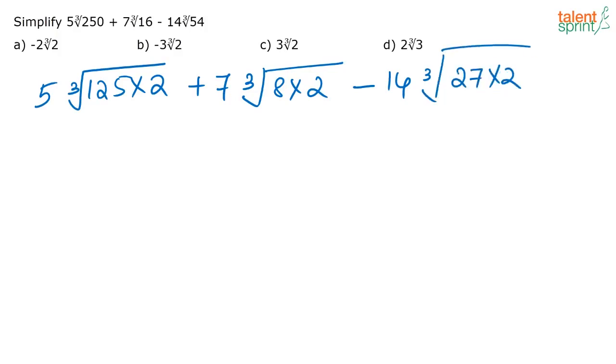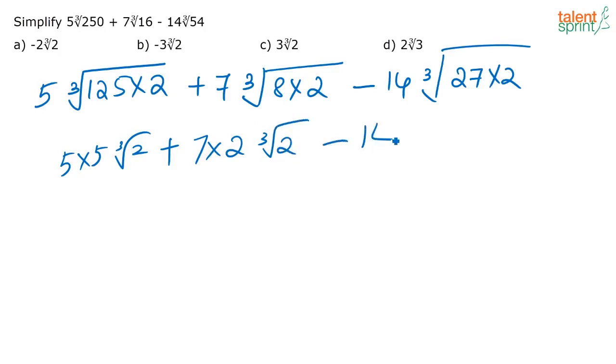See, the key to solve this question is to be able to write it like this. If you write it like this, it's very easy. Now what is cube root of 125? 5. So I can write it as 5 into 5 into cube root of 2, correct? Similarly, 7 into, what is the cube root of 8? That is 2, into again cube root of 2, minus 14 into, what is cube root of 27? 3.